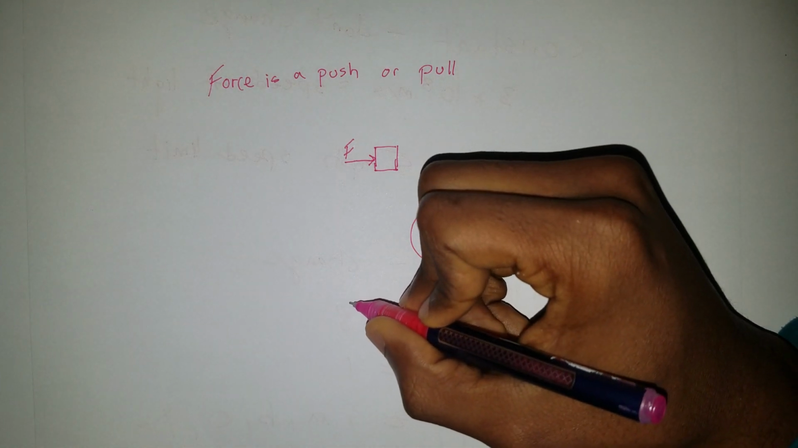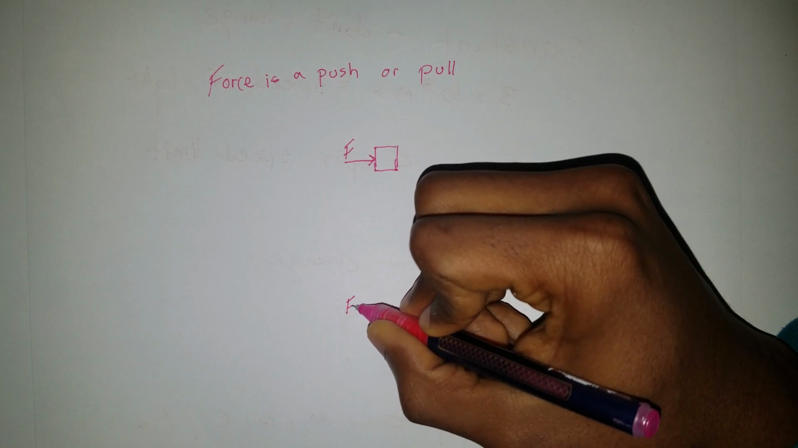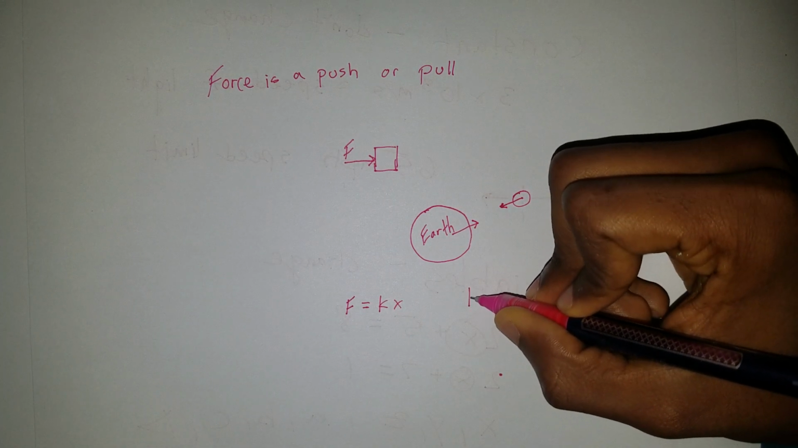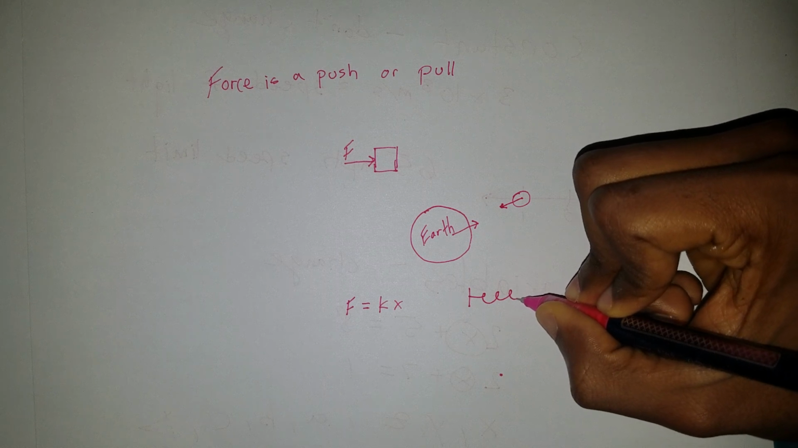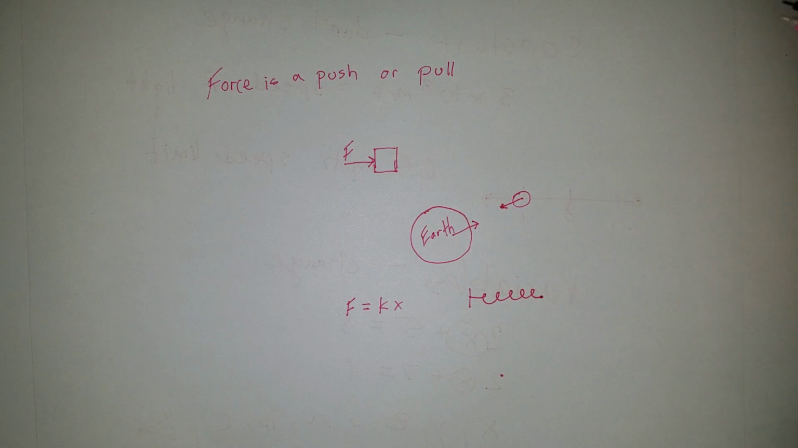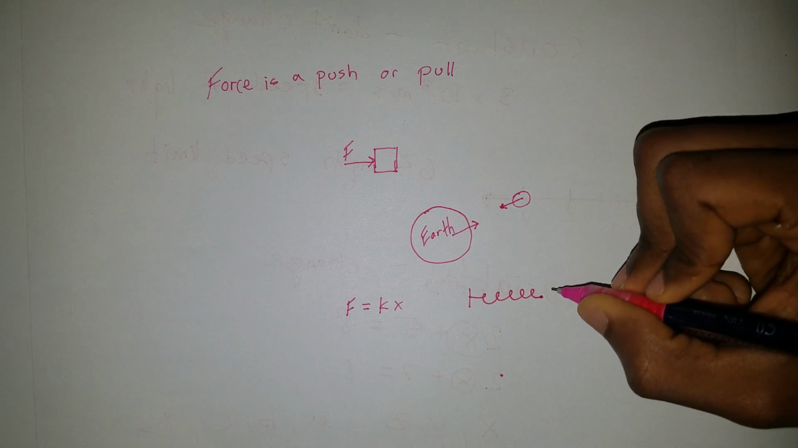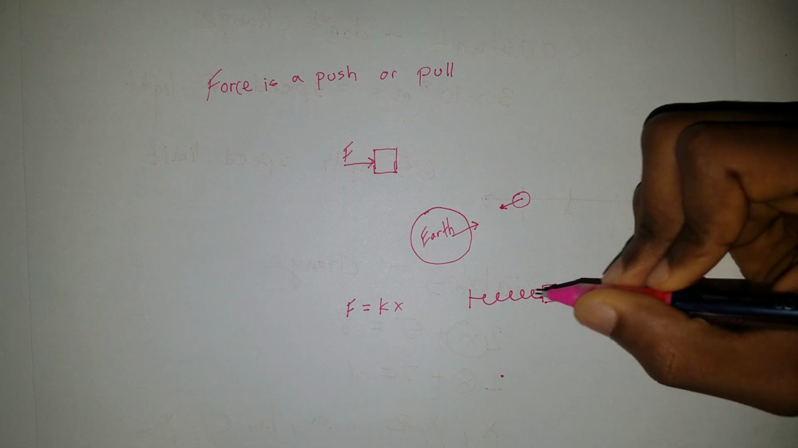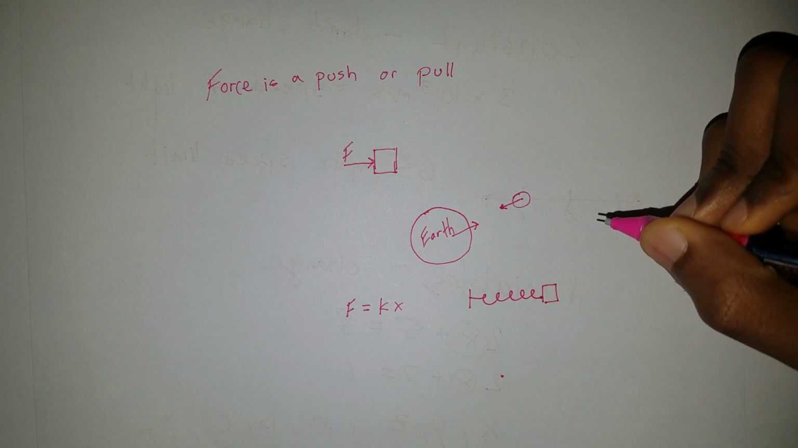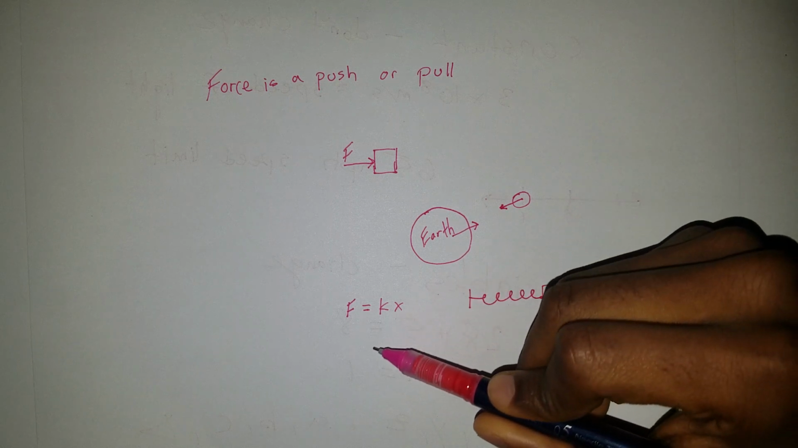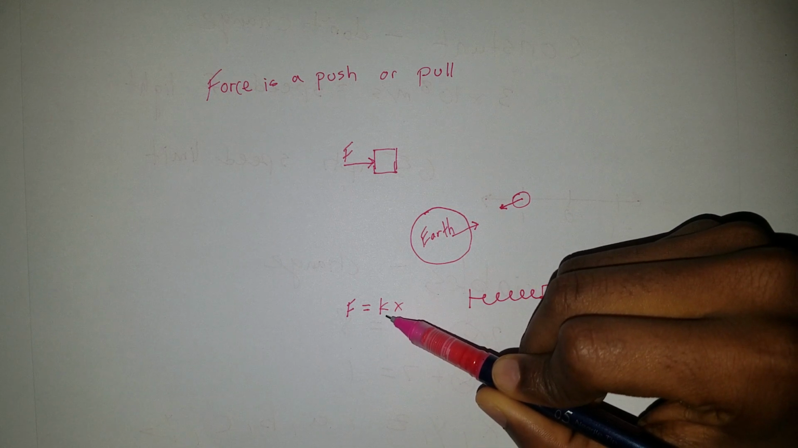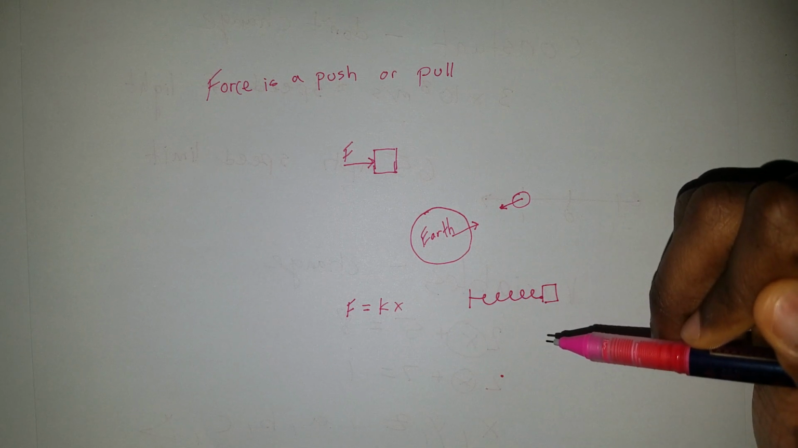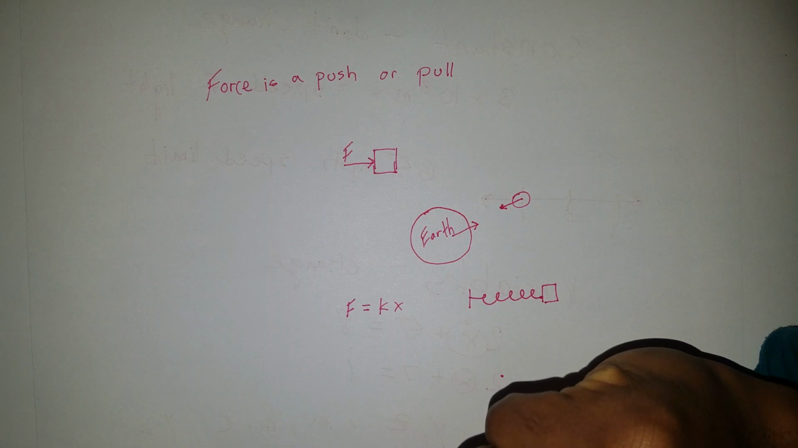We also have several other forces. We have force from a spring, a force that a spring will exert on an object depending on how much it's pushed in or pulled out. And this is denoted by F equals kx, where k is a spring constant, and x is a distance that the spring has been pushed or pulled.